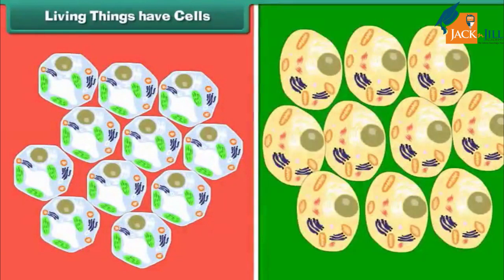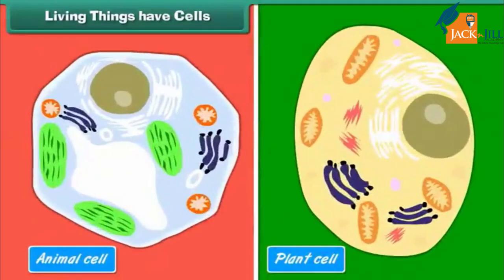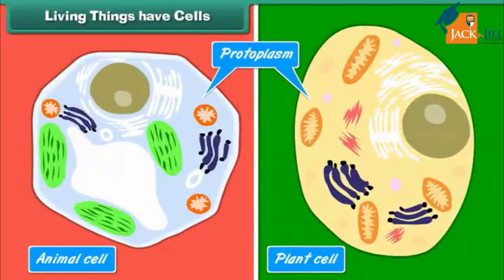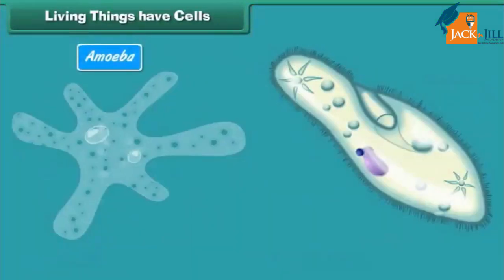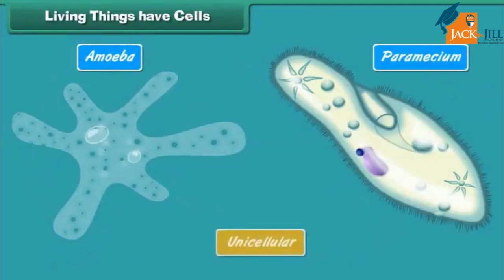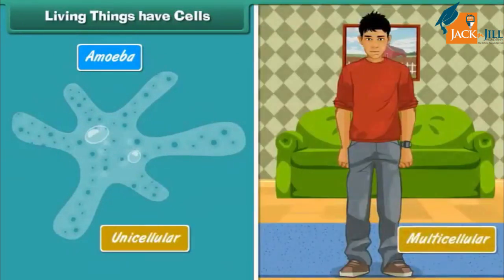Cells are considered to be the structural and functional unit of life. The cells are made of protoplasm or living matter. All the body functions and properties of life are due to protoplasm. Some living organisms like amoeba and paramecium are made up of only one cell; they are called unicellular. Organisms made up of many cells are called multicellular.